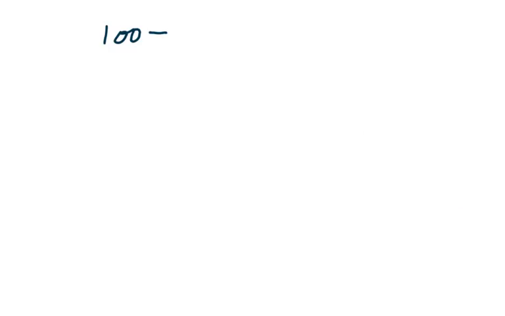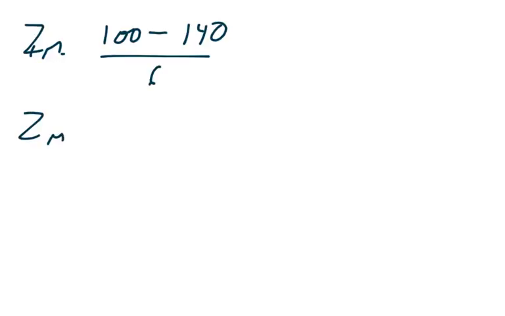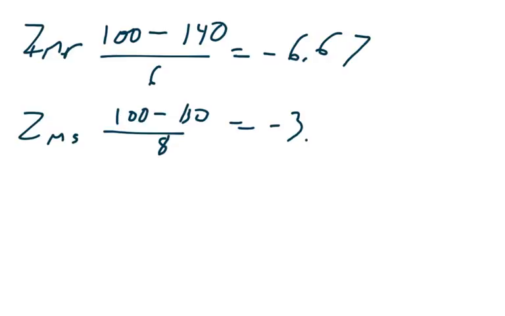Using the same data, what happens if my blood pressure actually was 100 or Mrs. Friedlieb's? So I do 100 minus 140 divided by 6, so this is the z-score for Mr. And the z-score for Mrs. is 100 minus 130 divided by 8, which is negative 3.75.